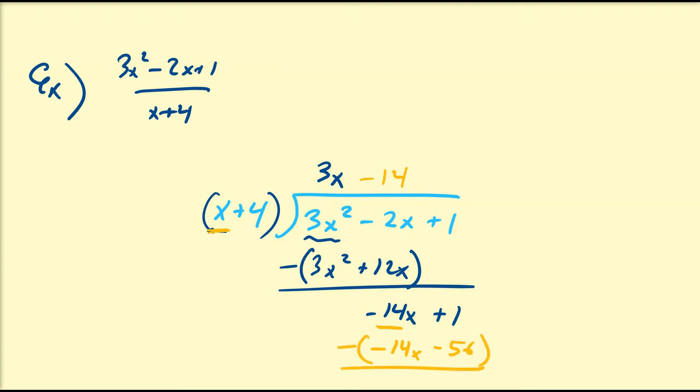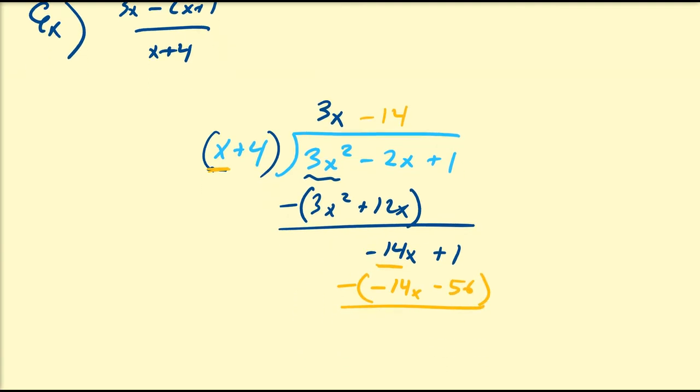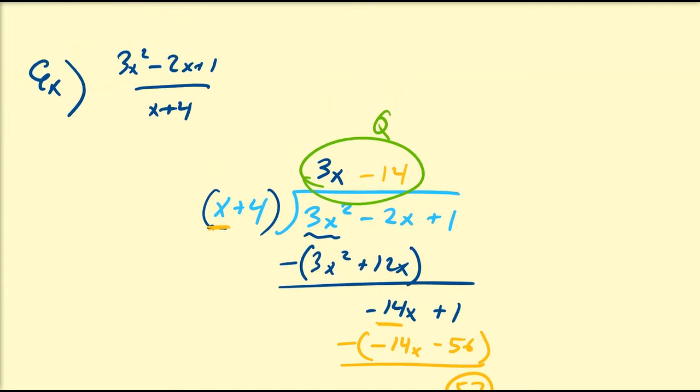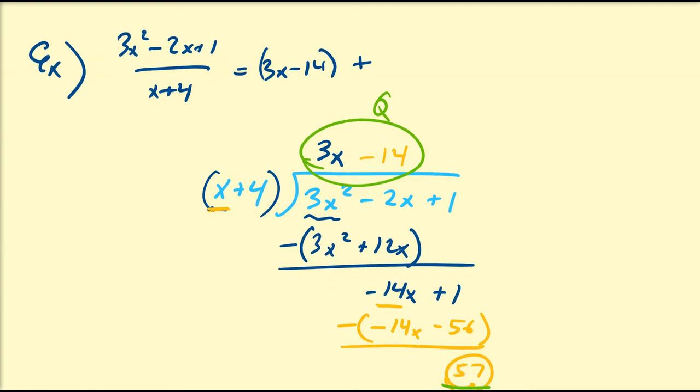And then we're going to subtract. So minus 14x minus minus 14x is 0, and 1 minus minus 56 is 57. x is a polynomial, 57 is just a constant, therefore the process is ended. So again, this is our quotient, this is our remainder. If that is the case, then we rewrite this as quotient 3x minus 14 plus the remainder 57 all divided by the divisor x plus 4. And that is our answer.